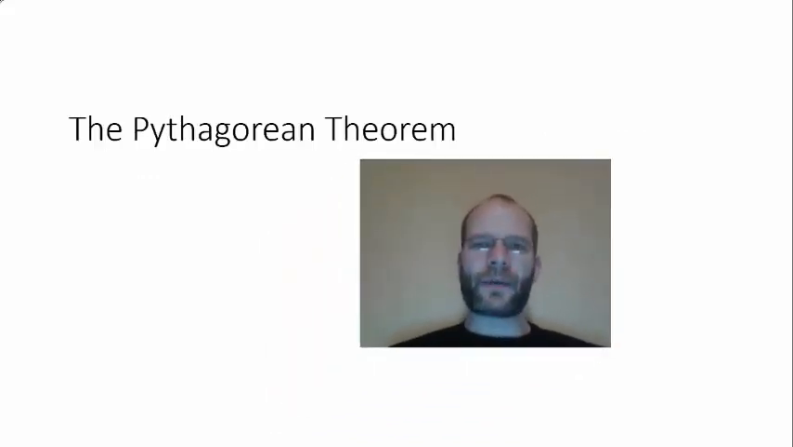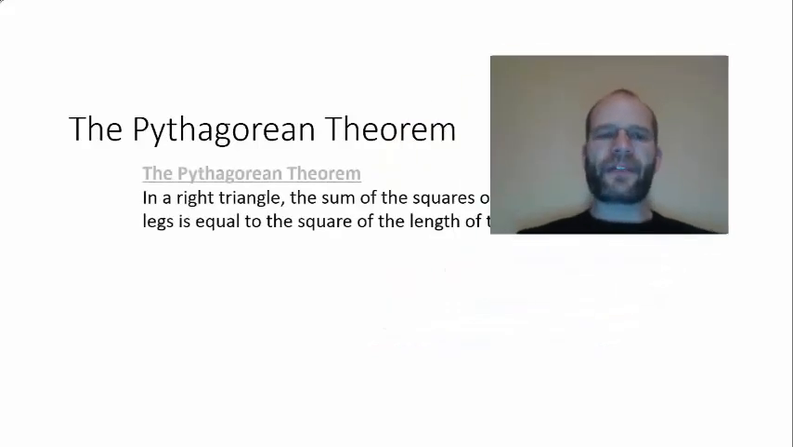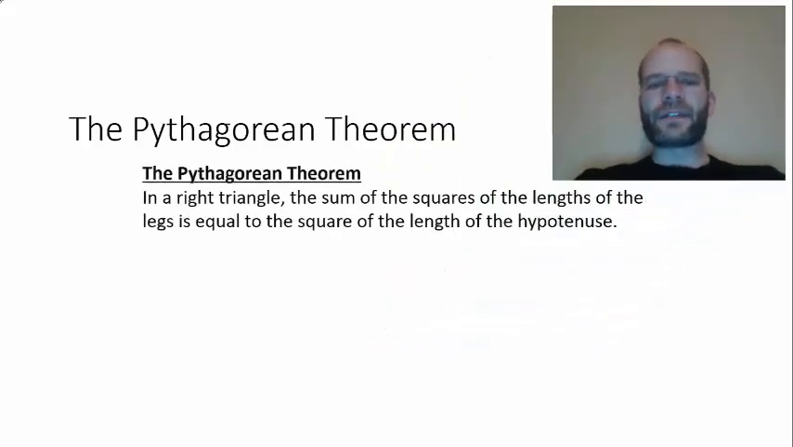Let's just review real quick. What is the Pythagorean theorem? The Pythagorean theorem says that in a right triangle, the sum of the squares of the lengths of the legs is equal to the square of the length of the hypotenuse. We generally state this in an equation, and that equation is a squared plus b squared equals c squared, where c is the length of the hypotenuse and a and b are the lengths of the legs.